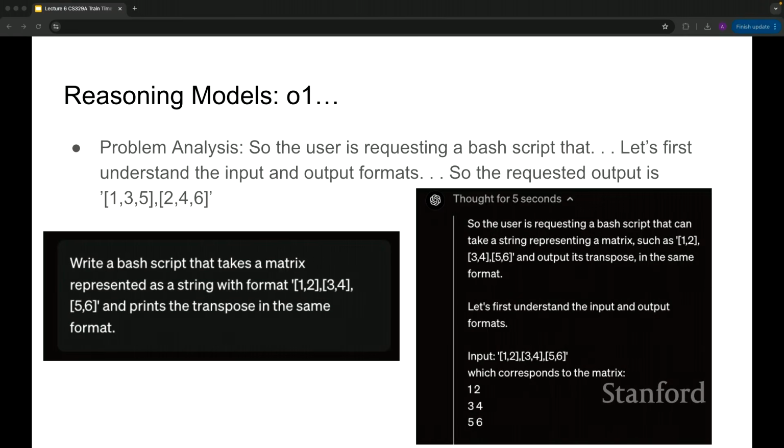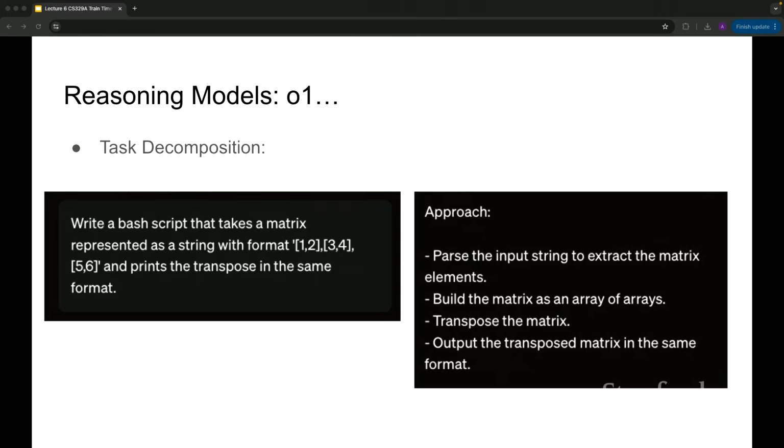So here are some examples from an earlier version of the model in the O1 series. Here the user is requesting a bash script that will represent a string in this format and print out the transpose in the same format. So it's taking a matrix and printing the transpose. What you see in the output is that the model first tries to understand what the user is asking in terms of input and output formats before it tries to solve the problem. So that's more of a problem analysis kind of pattern. Another example for the same problem is that it tries to decompose the problem.